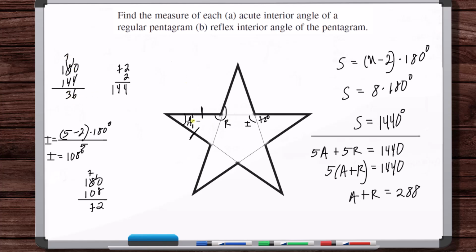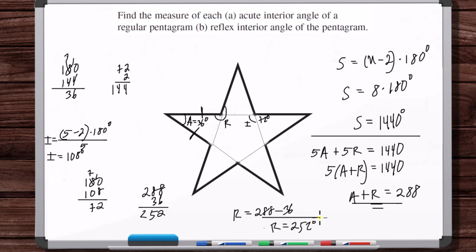$36. Okay, but now we've got this formula here. So R is equal to 288 minus 36. $252. And there we go.